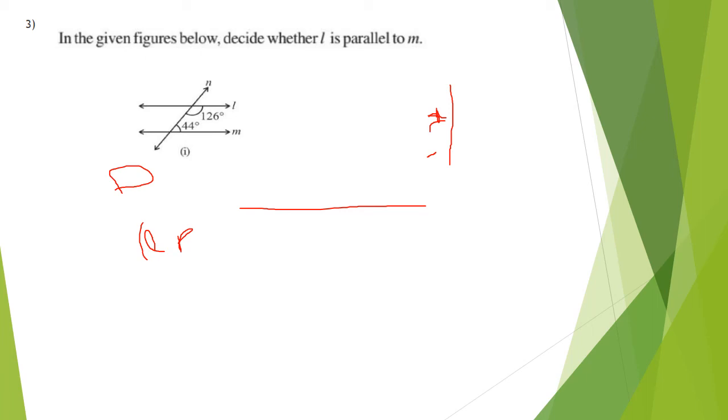So here 126 and 44. What are those angles, children? Those are interior angles, right? So the angles given are 126 degrees and 44 degrees. 126 and 44 are interior angles, and also they are on the same side of the transversal.